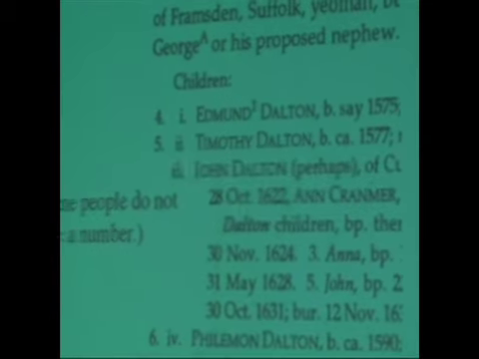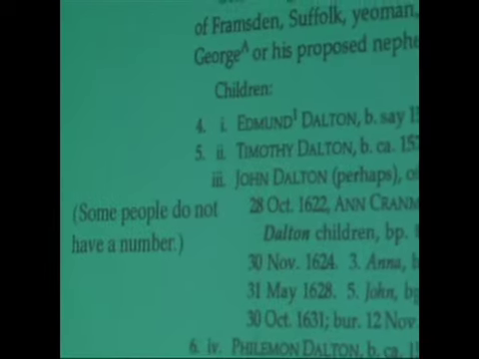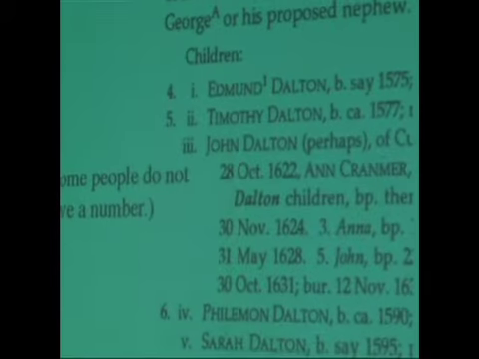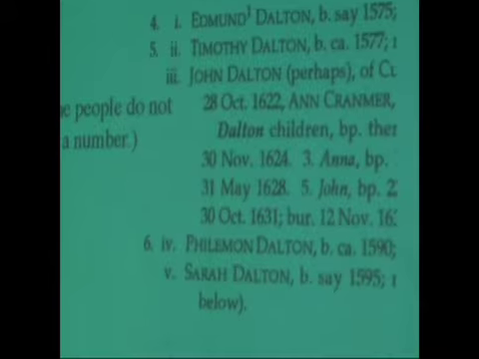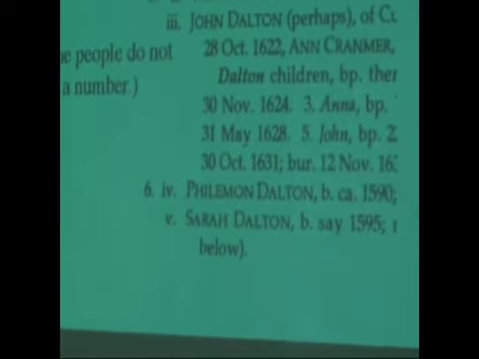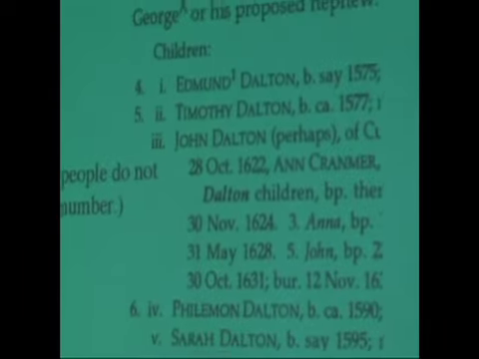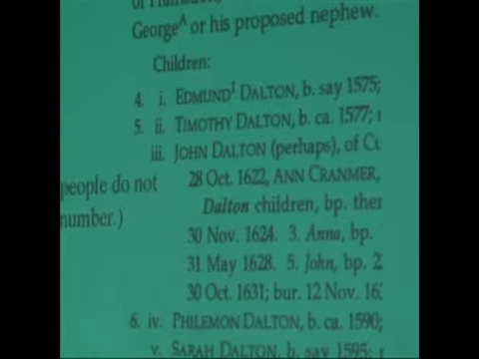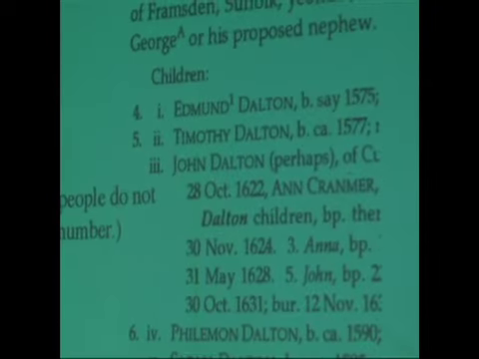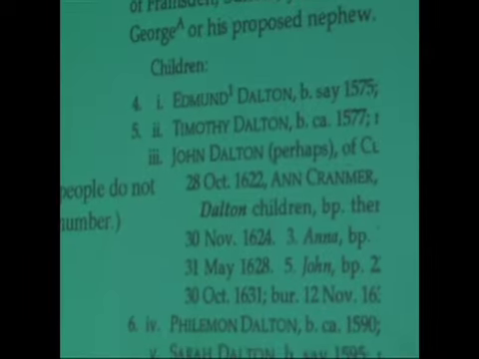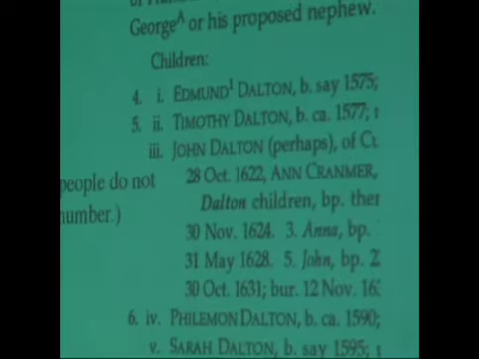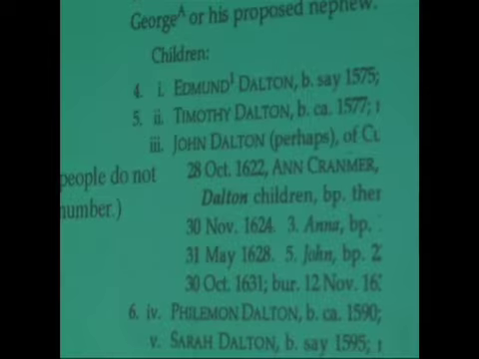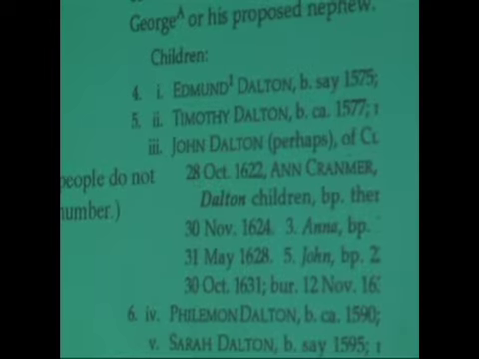Some of those children have a little extra Arabic number in front of the Roman numeral. The first child is Edmund Dalton, and there's a number 4 in front of his name. That means that later on in the article, there is another family group that starts off with the number 4, and it's Edmund Dalton, and there will be information about him, and his children will be listed.